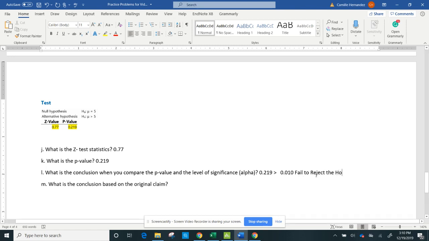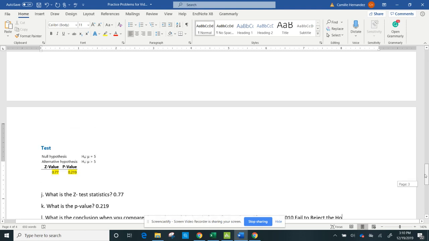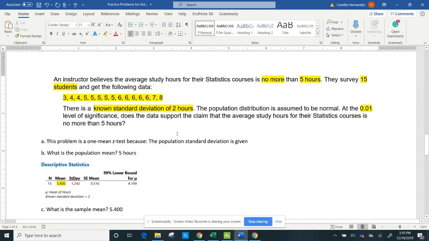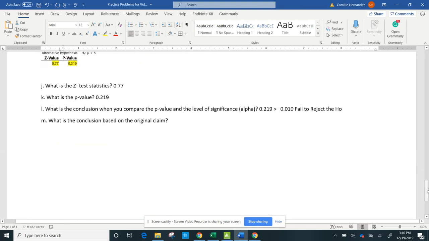Okay, so what does it mean if I fail to reject the null? I'm going to go back up to my hypothesis. It means that my null is true and my alternative is false. So that means, yeah, okay, they do study no more than 5 hours. So then I'm going to go up here. Again, I'm being a little lazy. I'm going to copy this sentence, and I'm going to go down and write it to conclude this.